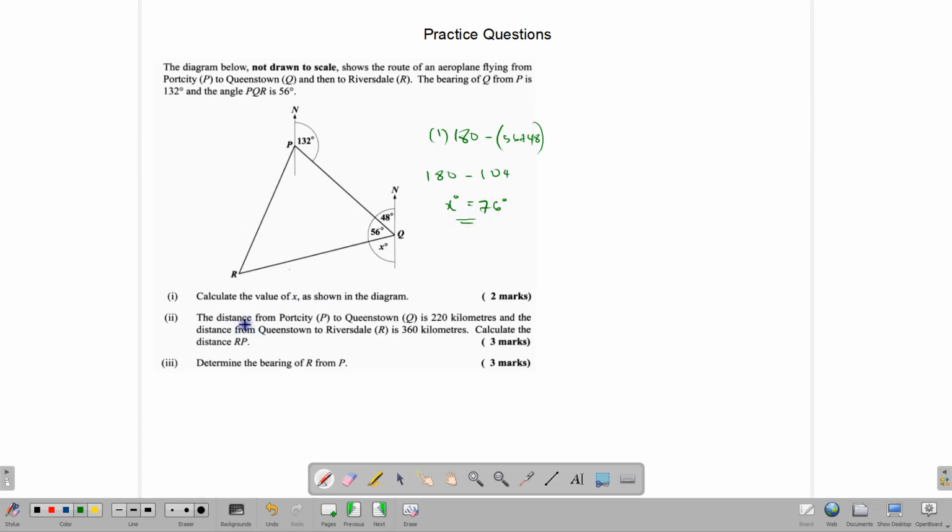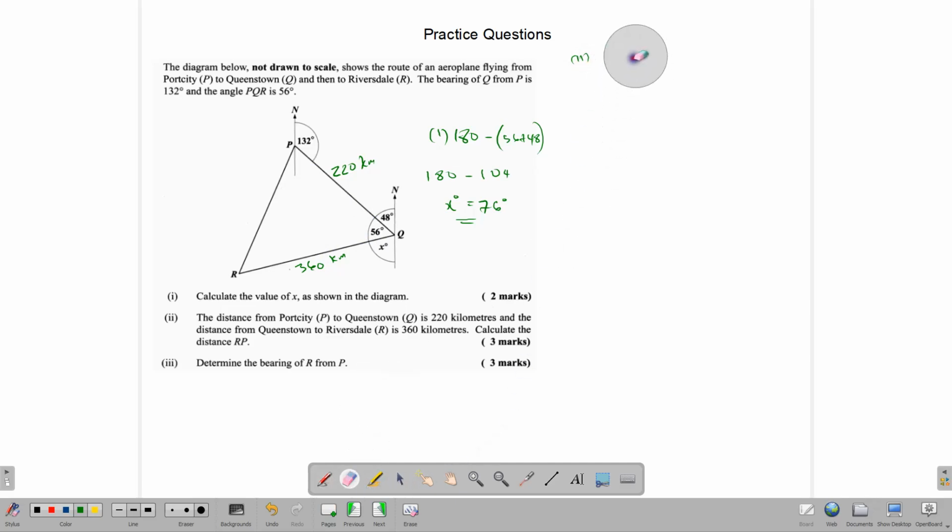Now we're told that the distance from Port City, P, to Queenstown, Q, is 220 kilometers. We can write that in. 220 kilometers. That's this distance. And the distance between Queenstown and Riversdale is 360 kilometers. So that's that distance there. We are now asked to find the distance RP. And RP is opposite to this angle. Notice that we have this side, this side, and the angle between them. Because of that situation, we can use the cosine rule. So we're going to use the cosine rule for that. So part 2, the cosine rule.